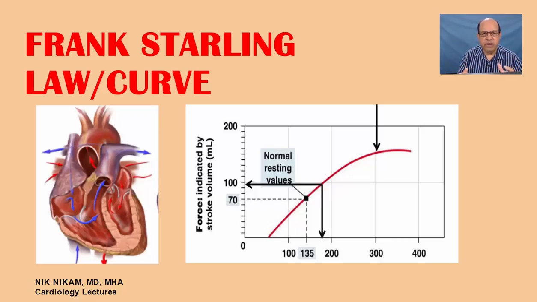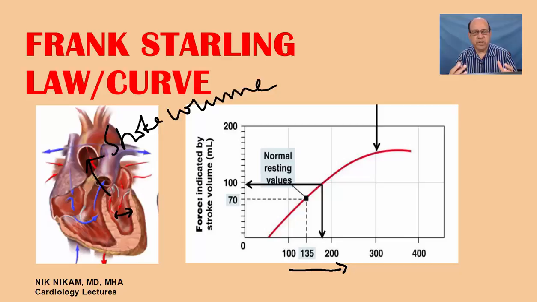Basically, the Frank-Starling Law says that if we increase the left ventricular volume, that stretches the left ventricle, and that increased volume and increased stretching of the ventricle forces the ventricle to contract more forcefully, thus increasing the output, which is the stroke volume. So that is the basic concept of the Frank-Starling Law, or mechanism, or curve. That is a very simplistic explanation of how the heart functions.